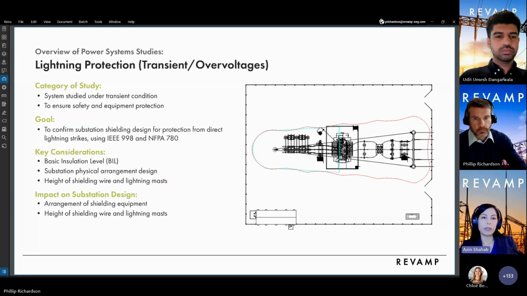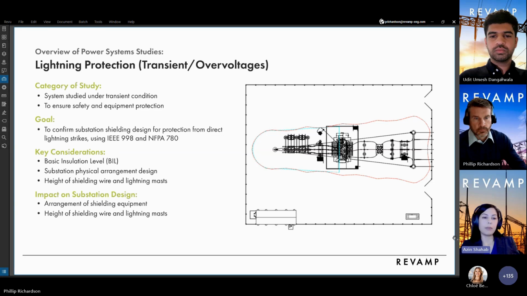The next study that we are going to discuss is lightning protection. In this study, we analyze the system under transient condition to ensure safety and equipment protection. Basically, the goal of this study is to confirm that the substation shielding arrangement, which typically includes lightning masts and shielding wires, is sufficient for protection from direct lightning strikes. And we do this study in compliance with IEEE 998 and NFPA 780.